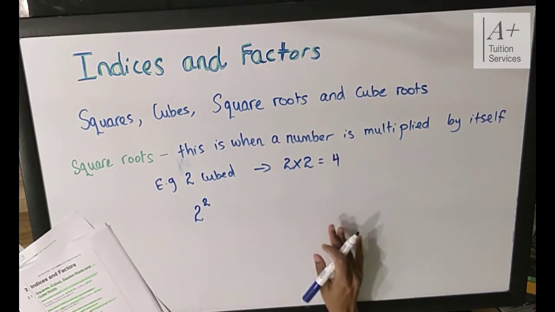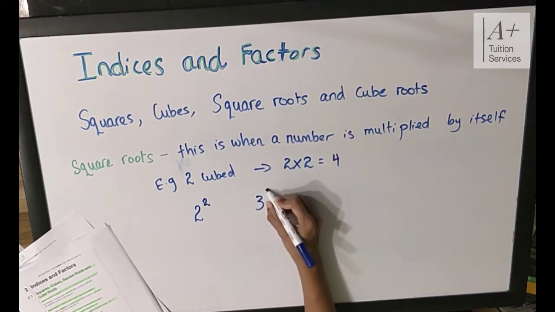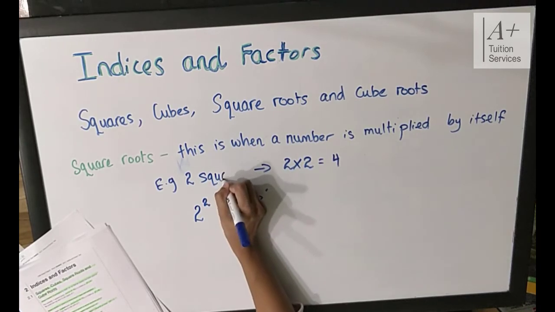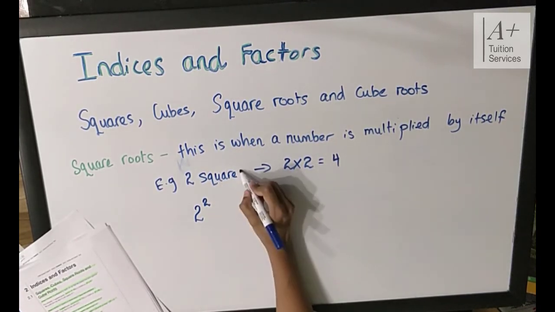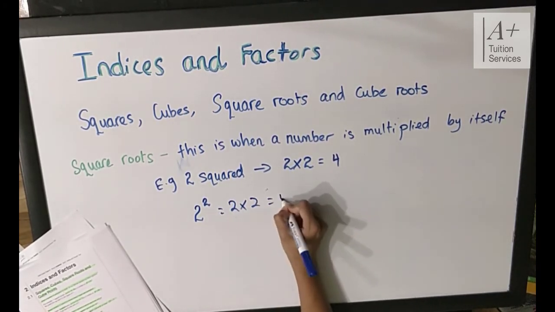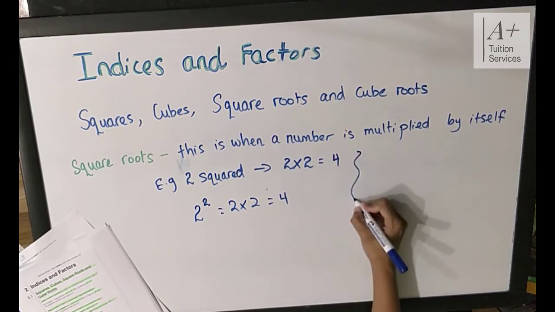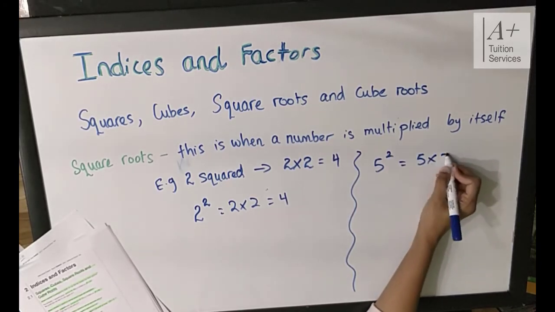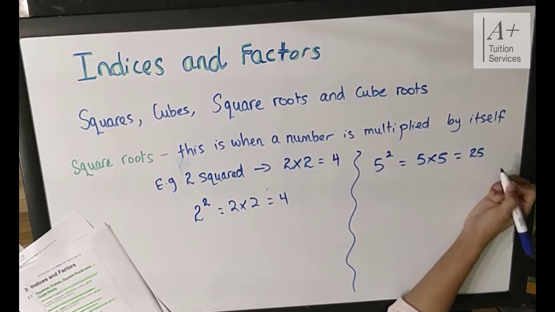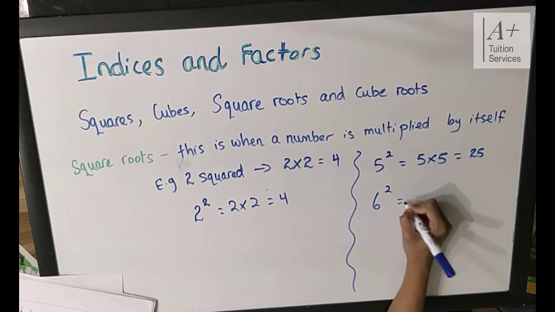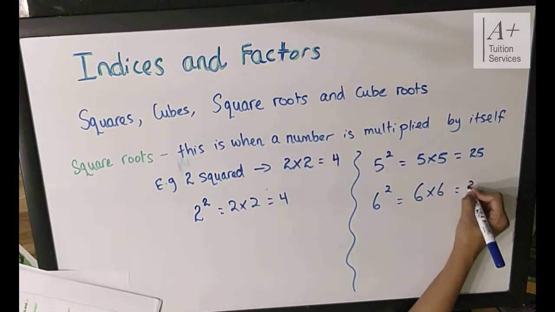Okay, so this is 2. If I have 3, I mean to say squared, right? So 2 squared means 2 multiplied by 2, which is equal to 4. And then, for another example, we have 5 squared is equal to 5 multiplied by 5, which is 25. Good? We can also have another example, 6 squared, 6 by 6 is equal to 36.